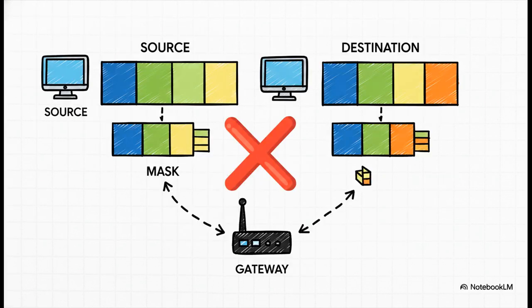But now, look at this. The destination IP is just a little different. It's 192.168.2.2. The computer runs the exact same calculation, but this time, the results do not match. Ding, ding, ding! That's the signal. This packet is not for a local neighbor. It has to be sent to what's called the default gateway.